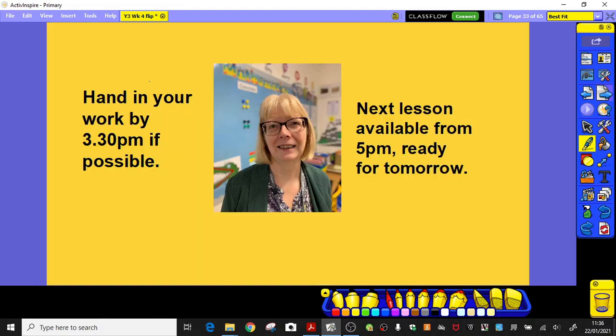The blue extension task is looking at some shapes and spotting the angles in the shapes as well. Hand in your work by 3:30 if you can. The next lesson for tomorrow will be available from 5 o'clock. You might want to get your angle eater ready for tomorrow's lesson this evening, or before you do your maths tomorrow, because that will help you when we do our lesson.